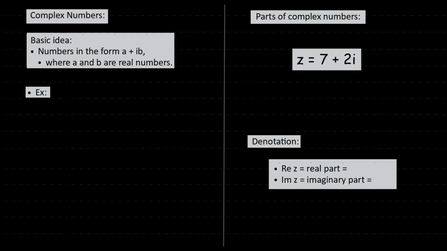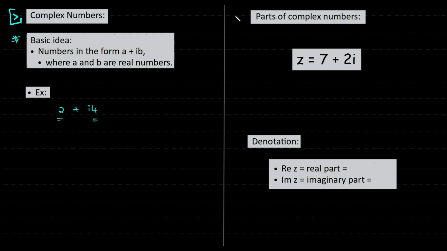So combining real and the imaginary part is your complex number. So the basic idea is numbers of the form a plus ib, where a and b are real numbers. For example, 2 plus 4i is your complex number. It has your imaginary and real part. This is your real part and this is your imaginary part.